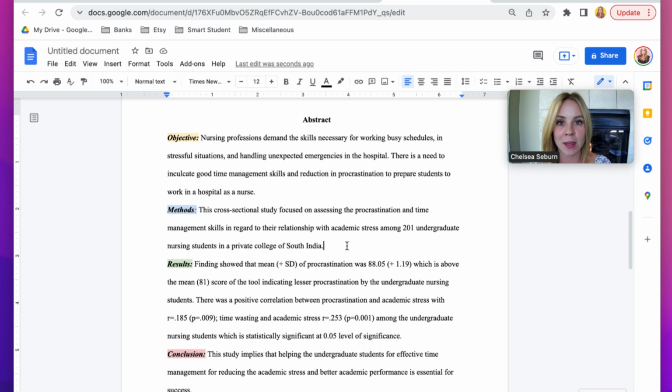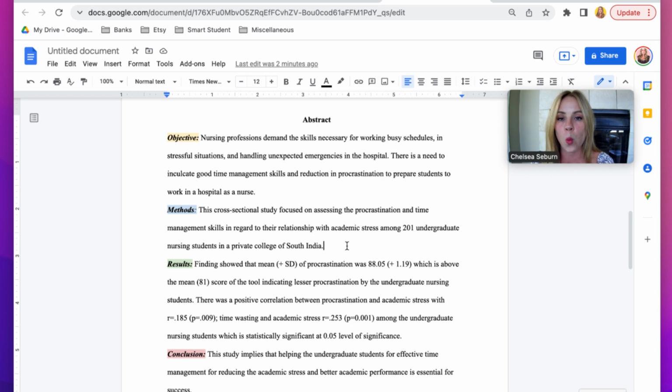So in this example, what we have here is nursing professions demand the skills necessary for working busy schedules in stressful situations and handling unexpected emergencies in the hospital. There is a need to inoculate good time management skills and reduction in procrastination to prepare students to work in a hospital as a nurse. So as you can see here, the objective is what the goal of the research is. So we know exactly who the target audience is. We're talking about nursing students, and what our claim is. And that is that there's a need for good time management and a reduction in procrastination in schooling for nursing students to be successful in their profession.